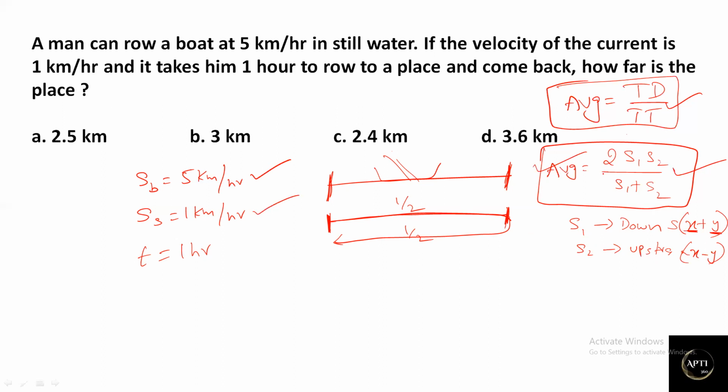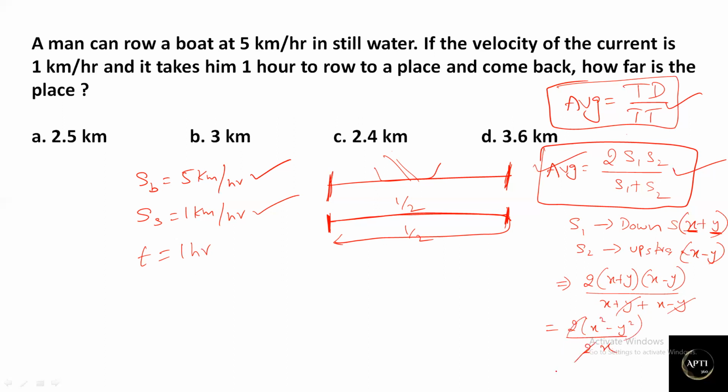Okay, now how can average speed be calculated? Average speed is 2 into s1 into s2, where s1 means x plus y and s2 means x minus y, divided by s1 plus s2, which is x plus y plus x minus y. Here y will get cancelled. Finally, it becomes 2 into (x plus y)(x minus y), which I can write as x square minus y square, divided by 2 times x.